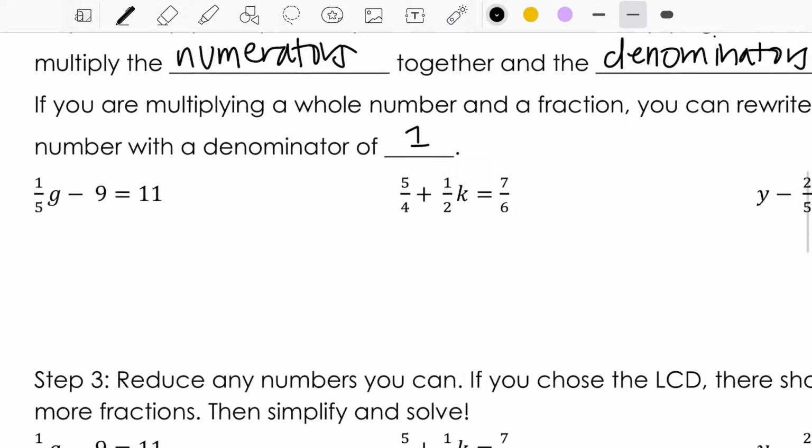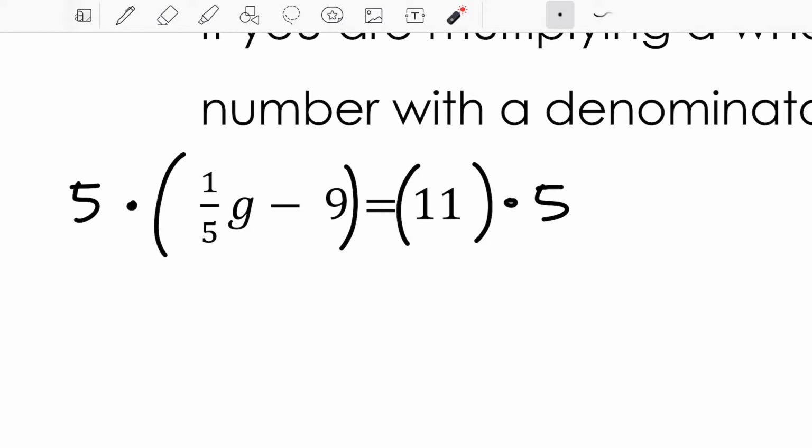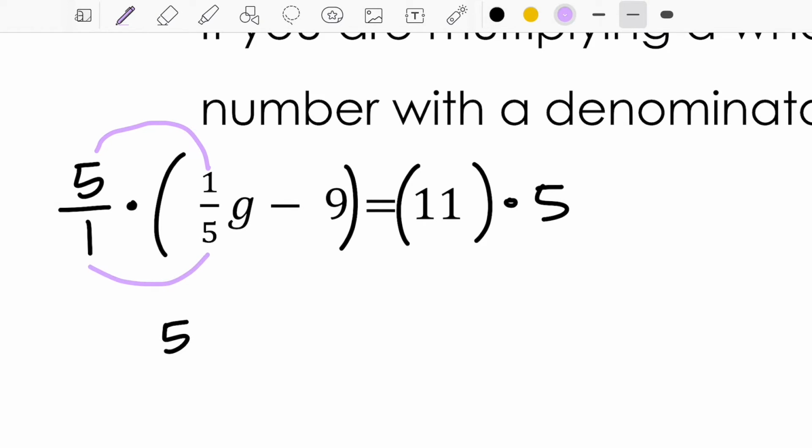Okay, so showing you how to do that. For this one, we said our least common denominator was 5. On the right side of the equation, I'm just multiplying 2 integers together, so that's fine. On the left side, I have an integer times a fraction, so instead of writing this just as 5, I can rewrite this as 5 over 1. You don't have to do this, but it'll help you keep track of your fractions if you want. So multiplying my numerators, that's going to be 5 times 1, which is 5. Multiplying denominators, 1 times 5, which is also 5. And then just bringing down that variable g.